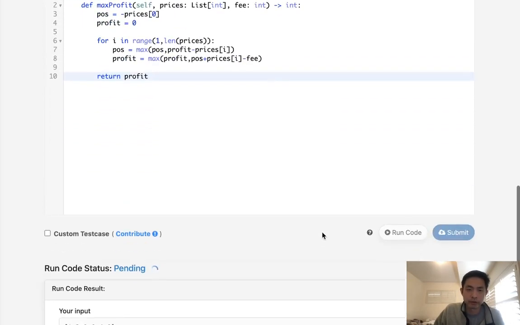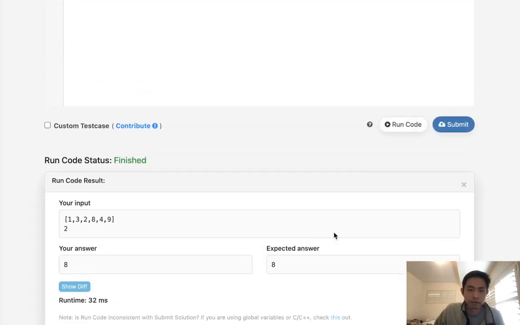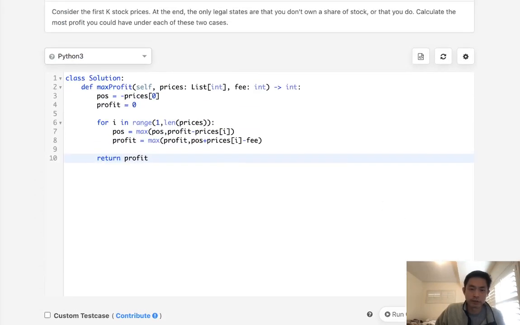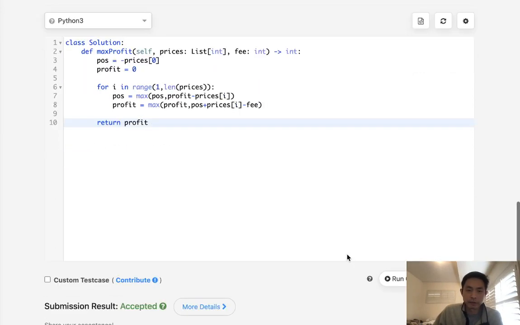Let's see if this works. This should be the same. Looks like it does, so let's submit it. There we go, accepted. So this is O of n, constant space.